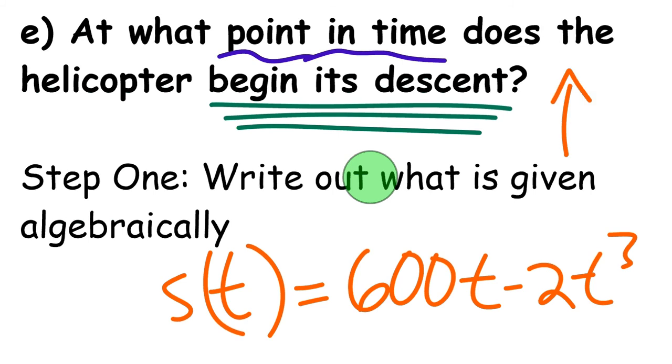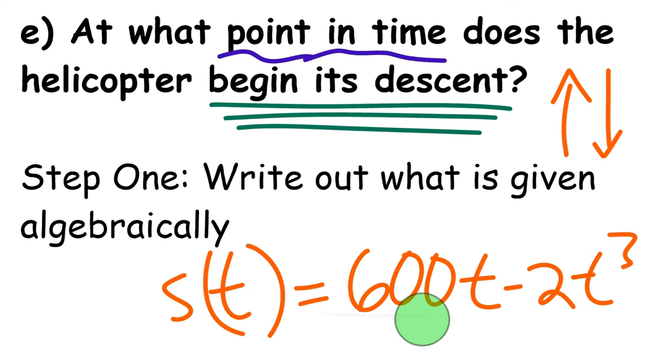Well, I kind of drew a picture of what happens with the helicopter. It rises up, and at some point it starts to fall again. So what is this time right here where it goes from going up to going down? That's what we're going to figure out.